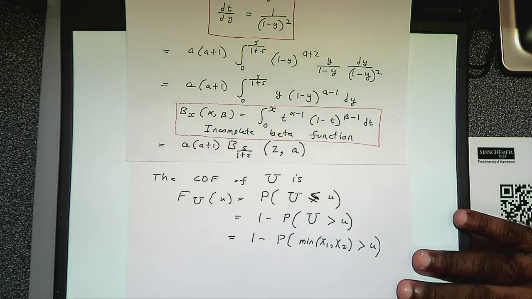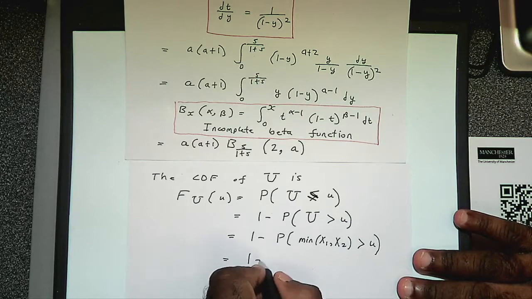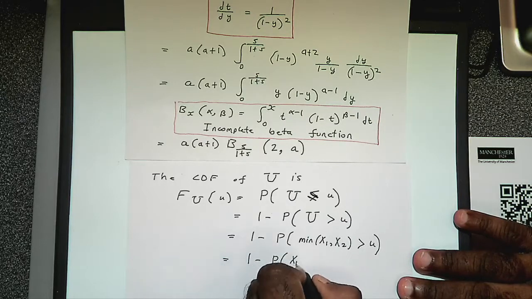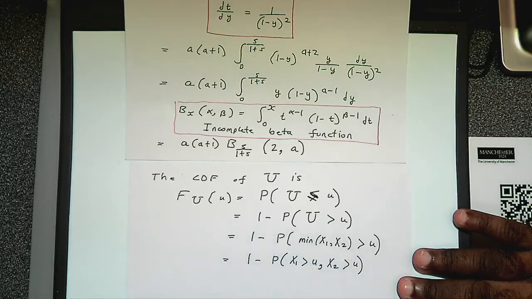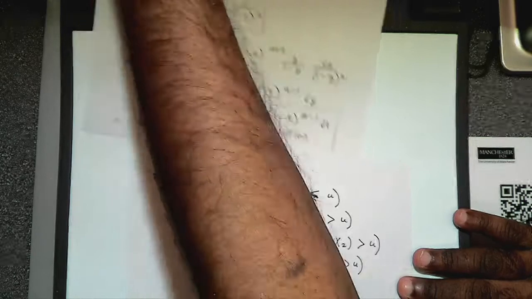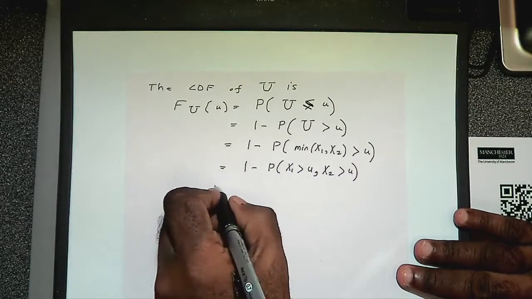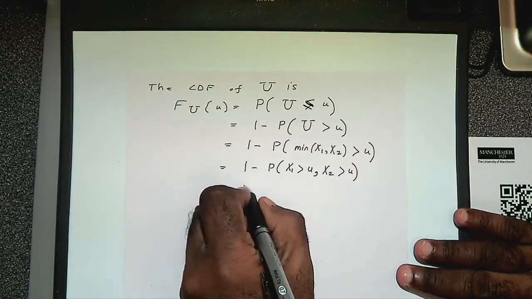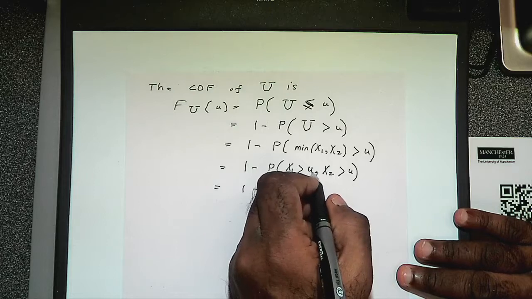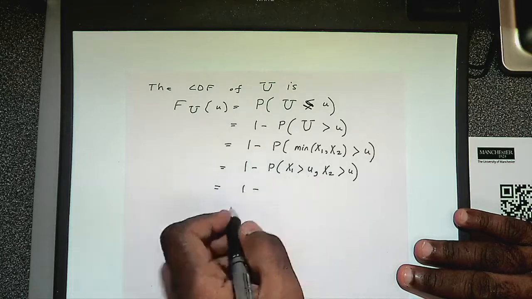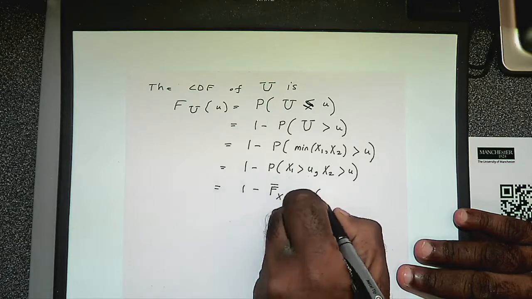Yeah, are you guys with me? Now if the minimum is greater than U, then it must imply that x1 is greater than U and x2 is greater than U. Okay, let me take this away. All right, now if you go back to the first video I talked about today, what do you know about this probability here? This is what? It's something I talked about very early today. This is the joint survival function of x1 comma x2 at U comma U.